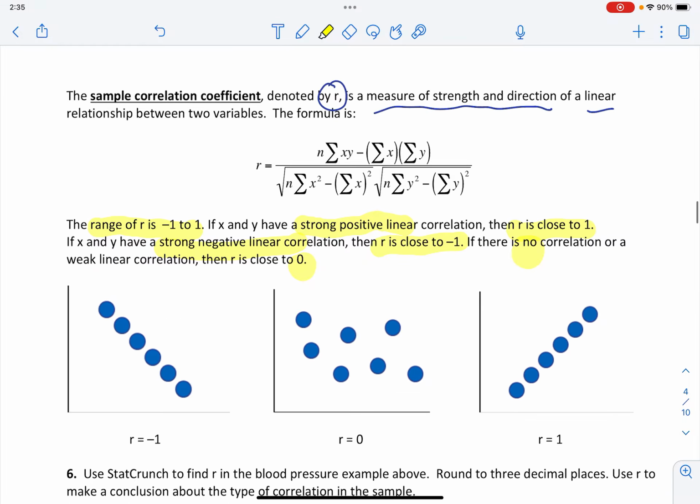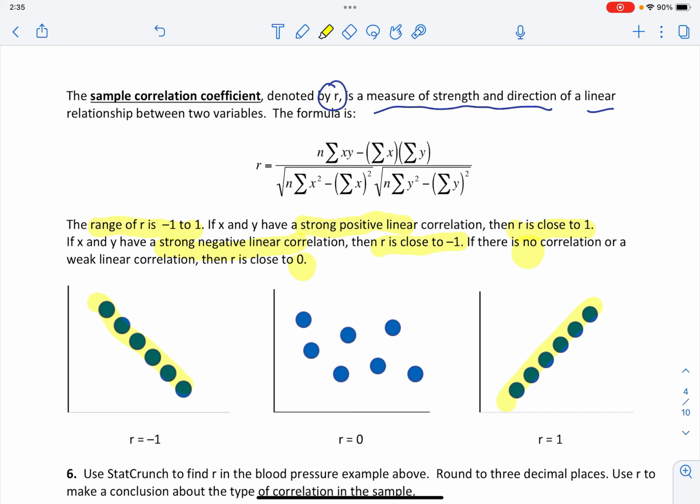So the extreme cases are graphed here. Here's R equals -1, a perfect straight line trending downward. In the middle is R equals 0, just no pattern at all. And then R equals 1, a perfect linear trend upwards. Beyond that, say you had R equals 0.9, well, then you're going to have a little bit of scatter involved, and there's still a strong correlation.